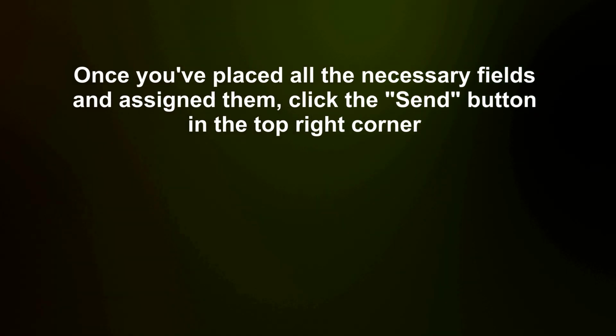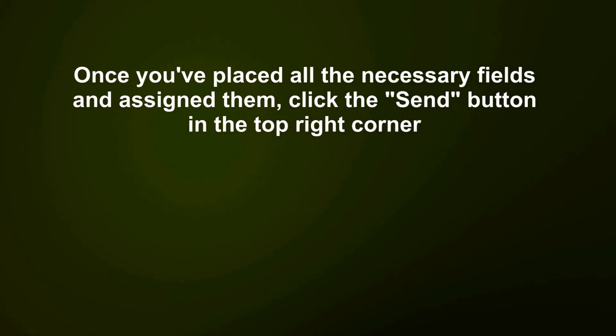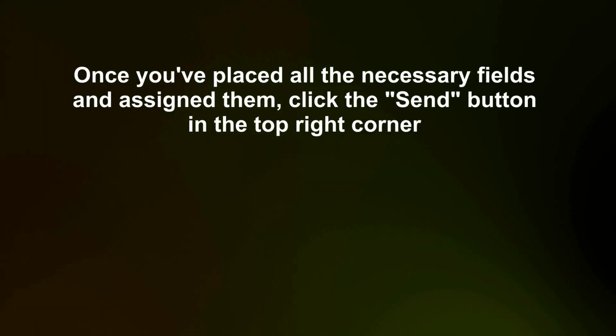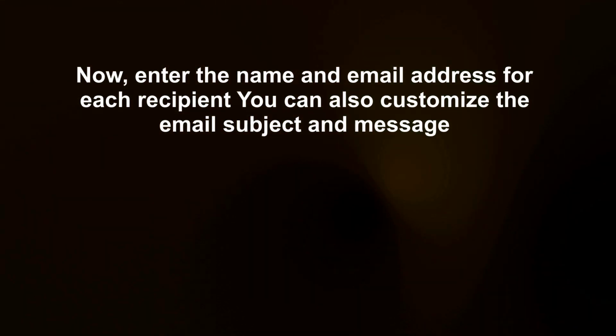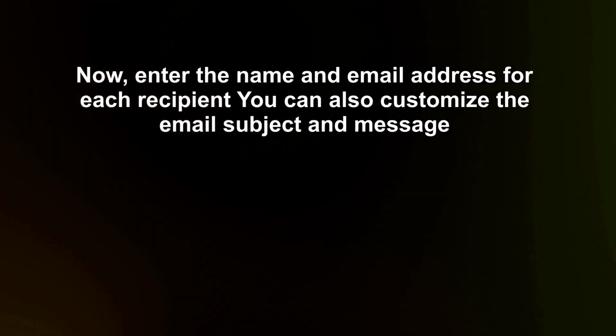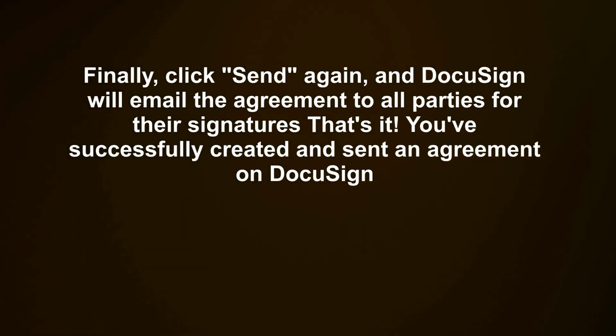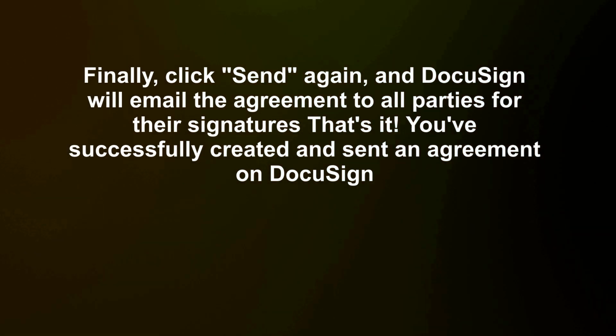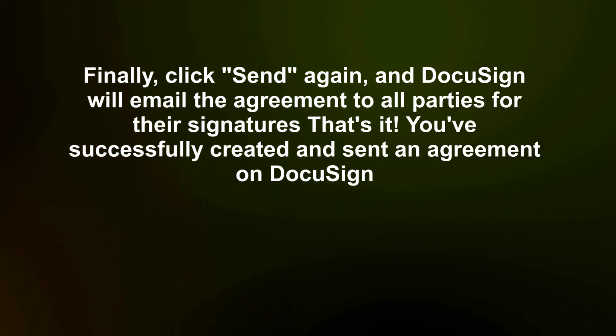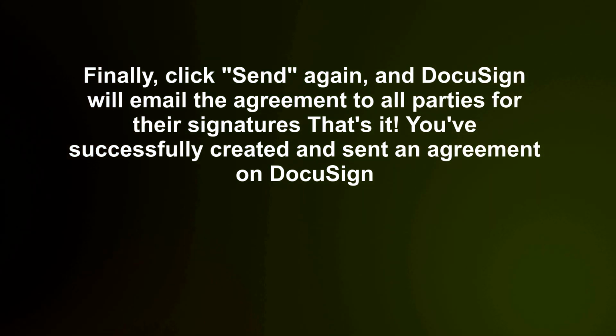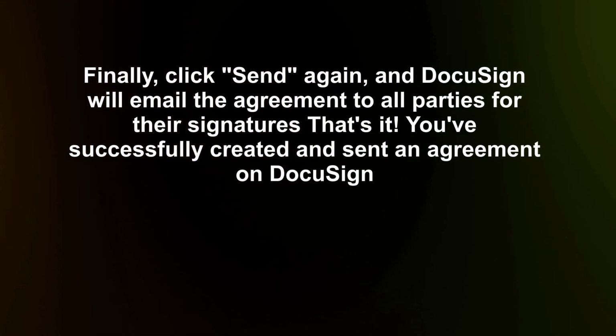Once you've placed all the necessary fields and assigned them, click the Send button in the top right corner. Now, enter the name and email address for each recipient. You can also customize the email subject and message. Finally, click Send again, and Docusign will email the agreement to all parties for their signatures. That's it. You've successfully created and sent an agreement on Docusign.